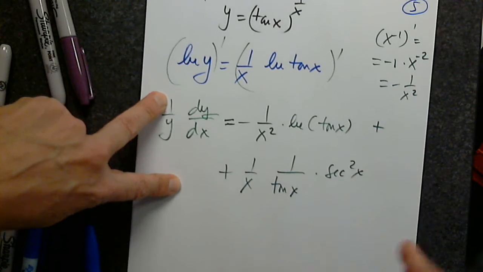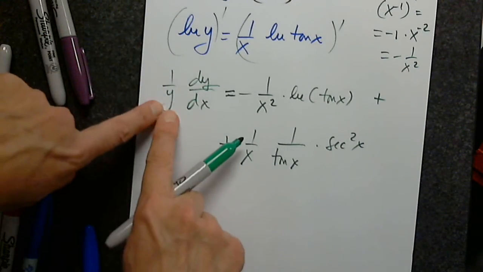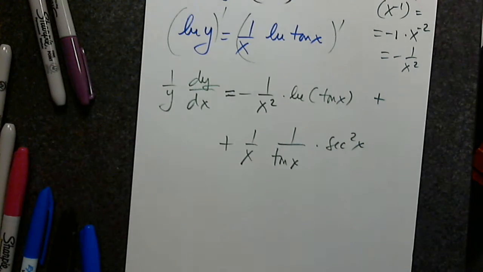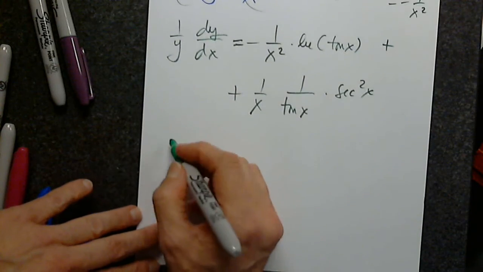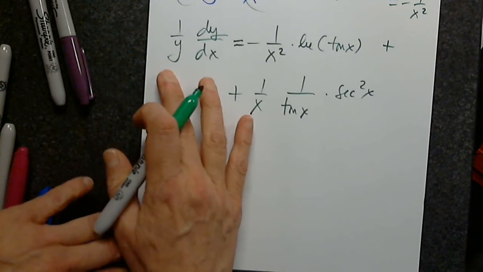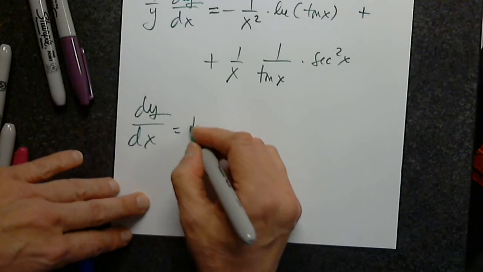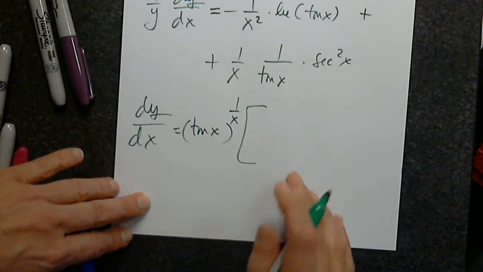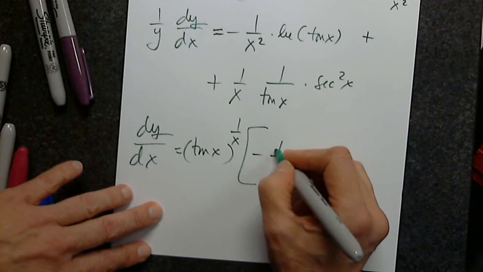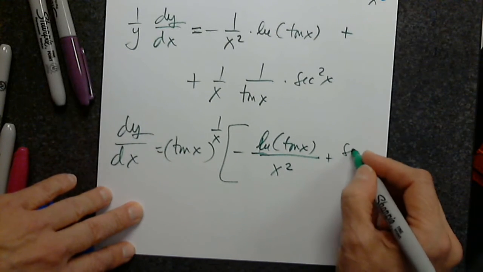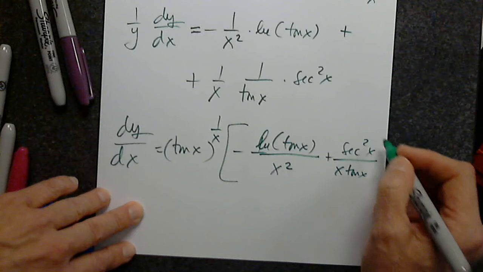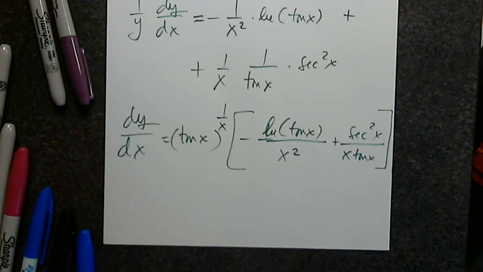and plus 1 over x, 1 over tangent x times secant squared. In this case, there is nothing you can do, but you have to multiply both sides by y. Is this okay? And then just multiply by y. So dy over dx will be, instead of y, I have to put tangent x raised to 1 over x, and then in brackets, negative natural log tangent x divided by x squared plus secant squared over x times tangent x. There's no way we can simplify this in any way, shape, or form.